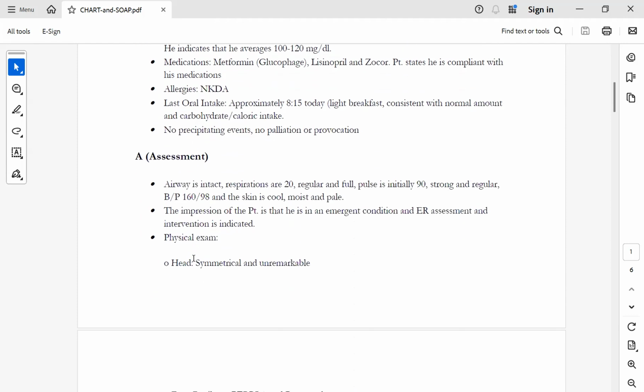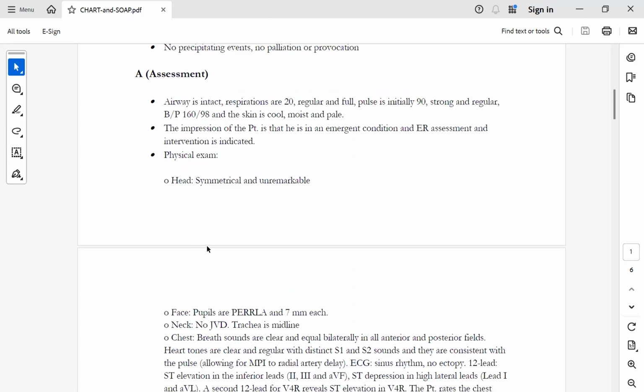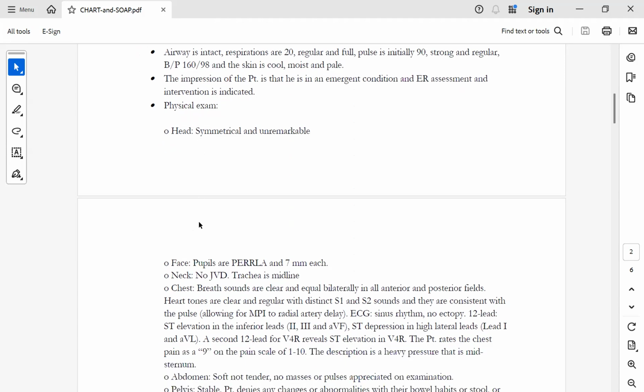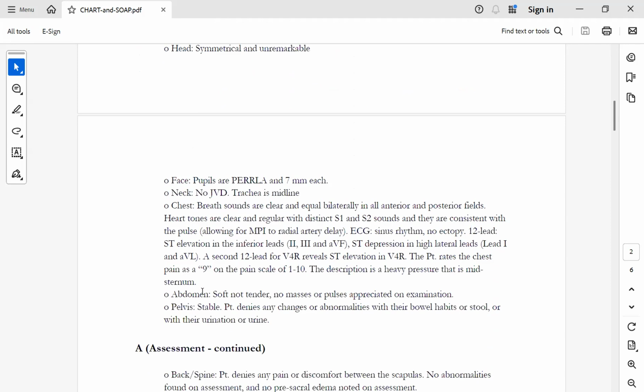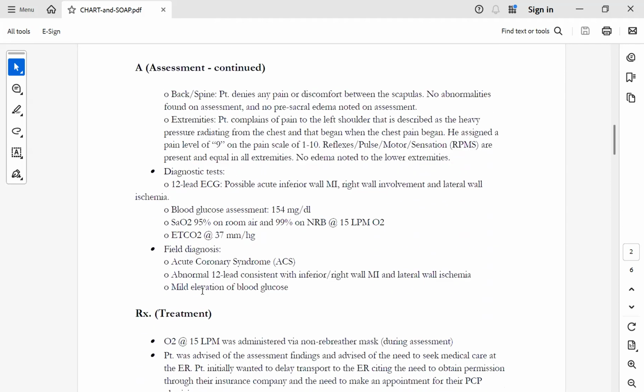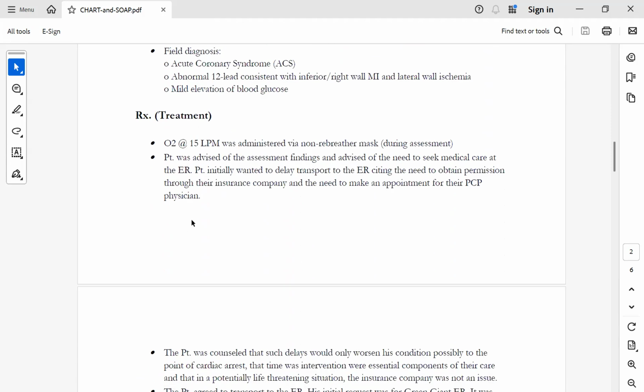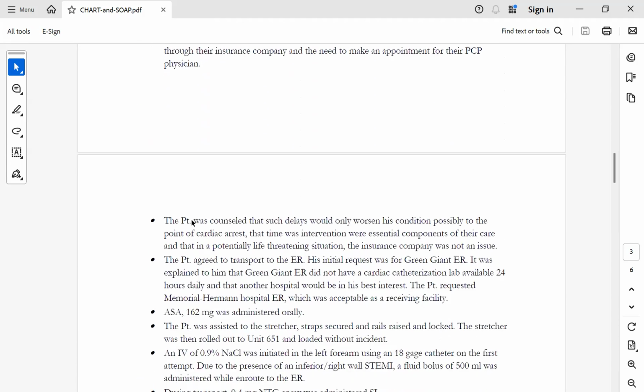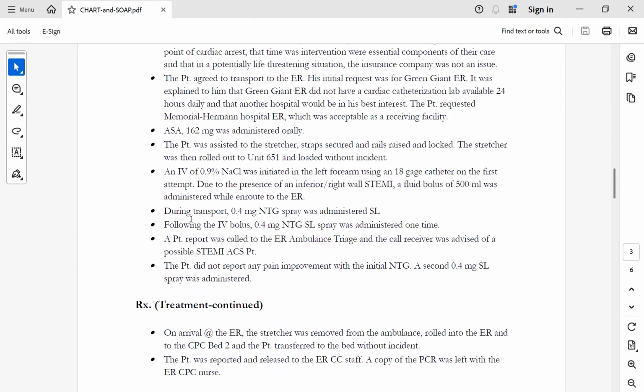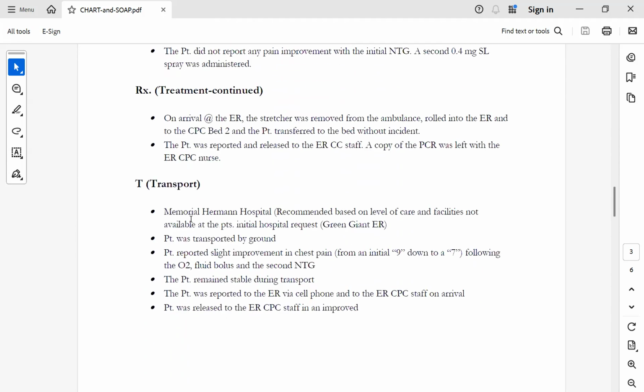A is assessment. What did you all do? And writing all your assessment down, going through, this is some of your physical exam. So your vital signs, your impression, your head to toe, how everything looked. And then R is treatment. What did you give them? What did you find? What interventions did you do? And then T is transport. What's the transport method? How you got them there, where you went, what you did. You called in ahead, that type of stuff.